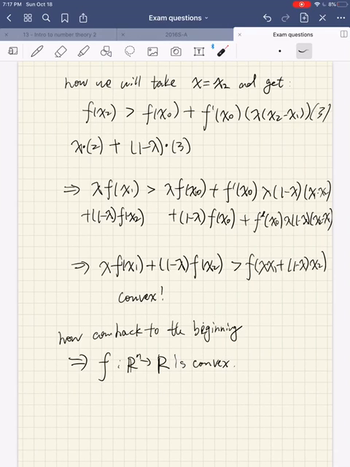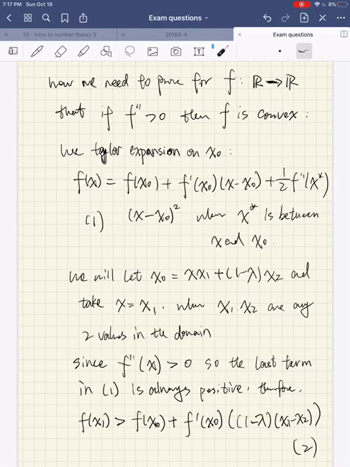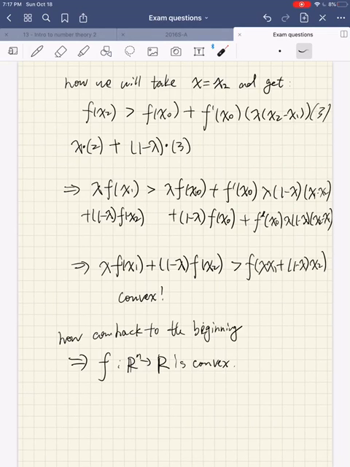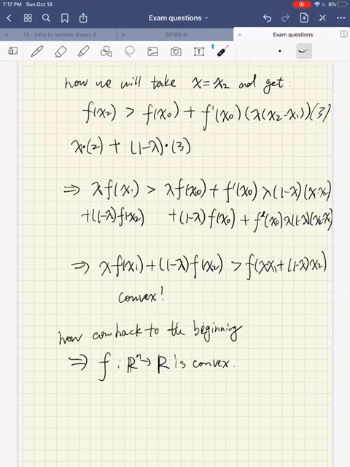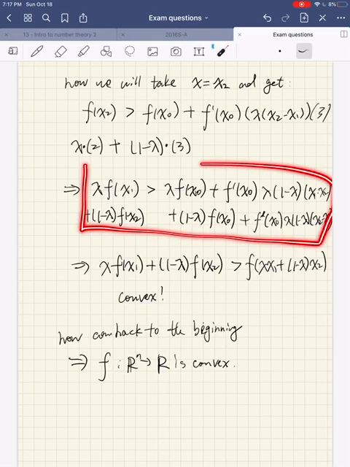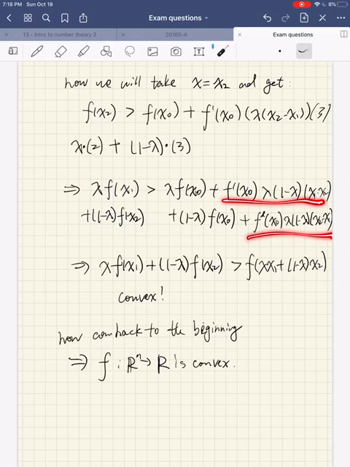And then we'll also get, wait a second, why is there this greater than? Because the third term right here is positive, so it's greater than. Now we just plug x2 into the function, and we'll get this equation. Then we multiply the first equation by lambda and the second equation by 1 minus lambda.